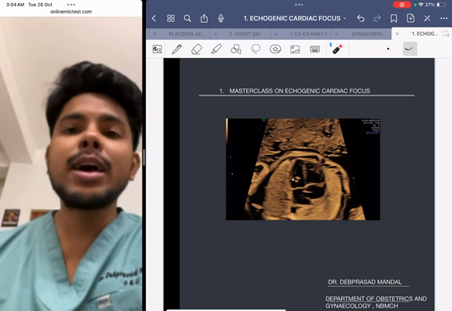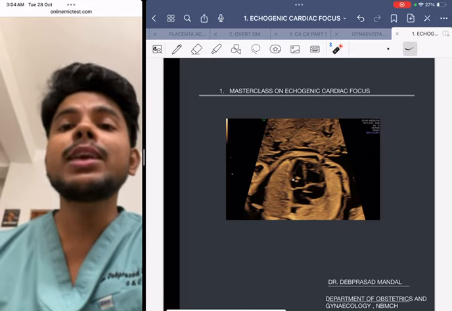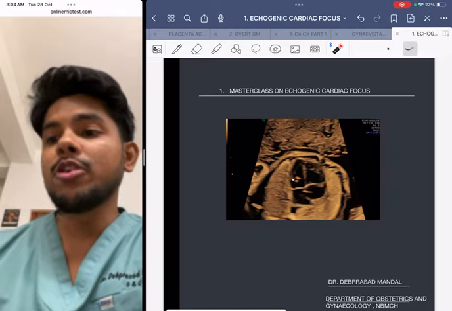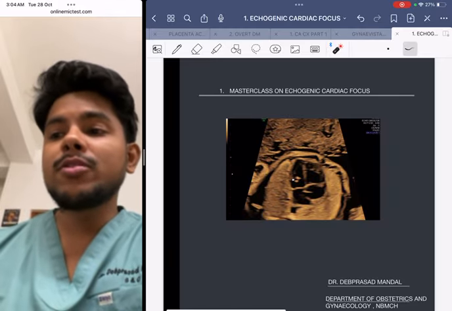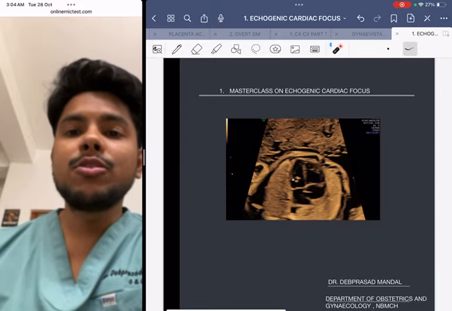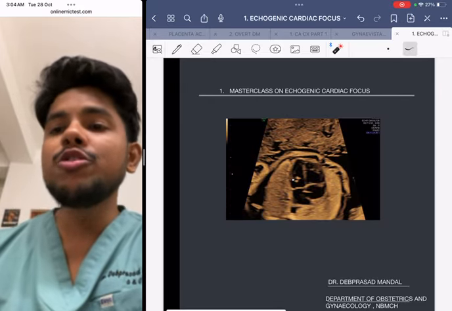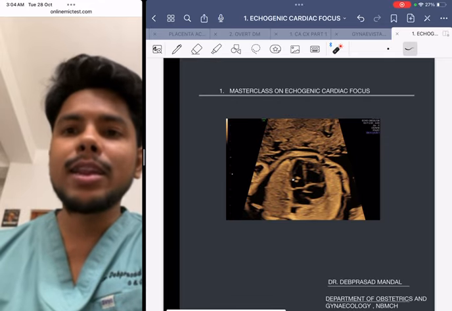And this session is designed for both healthcare professionals as well as for the patients who are really curious to know about this particular topic. Okay, let's first discuss the definition of fetal echogenic intracardiac focus. We want to know what it is exactly.